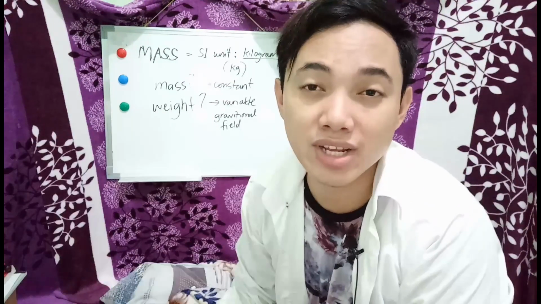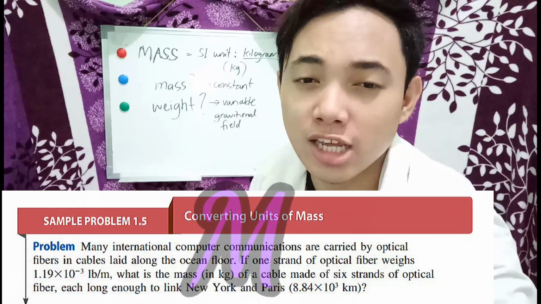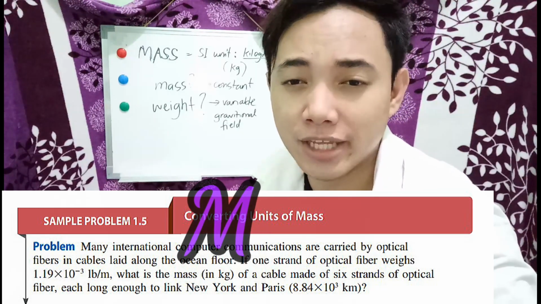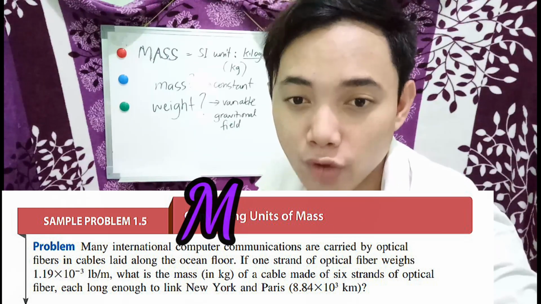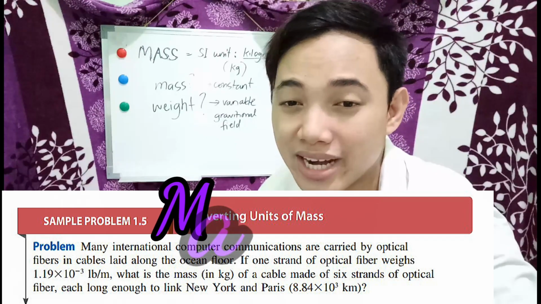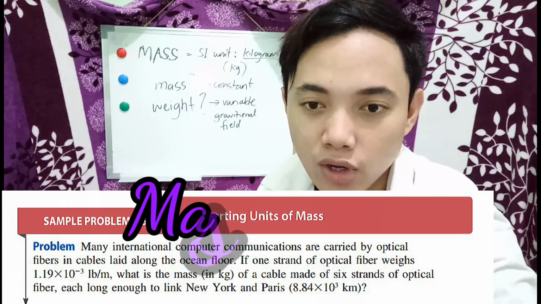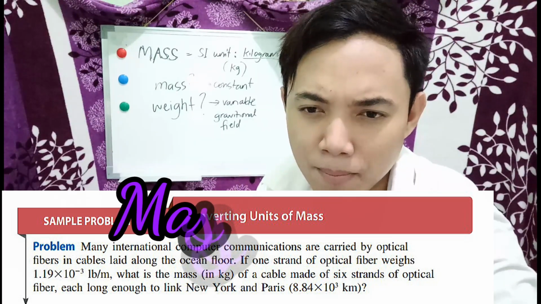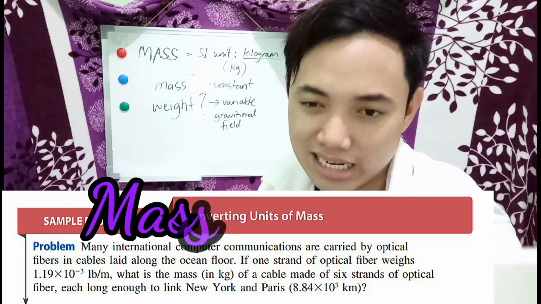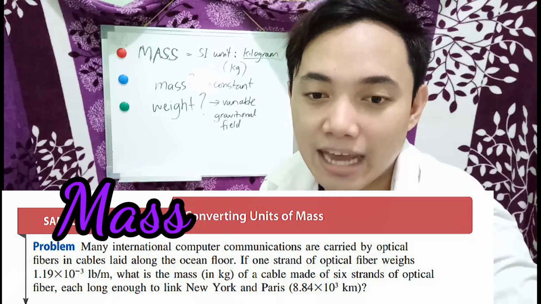Now, let's proceed to problems regarding mass. So, here, problem. Many international computer communications are carried by optical fibers in cables laid along the ocean floor. If one strand of optical fiber weighs 1.19 times 10 raised to the negative 3 pound per meter, what is the mass in kilogram of a cable made of 6 strands of optical fiber, each long enough to link New York and Paris? So 8.84 times 10 raised to the power of 3 kilometers.